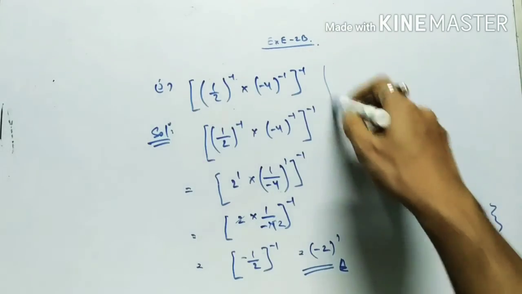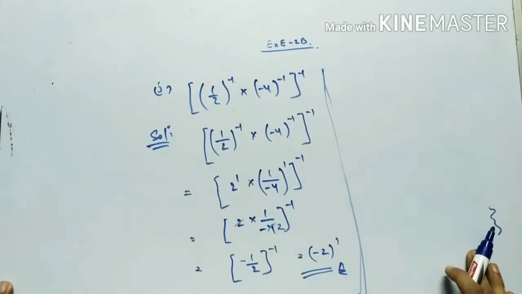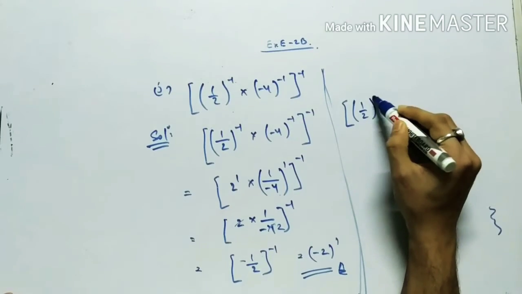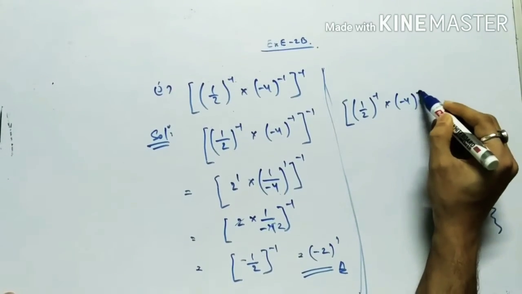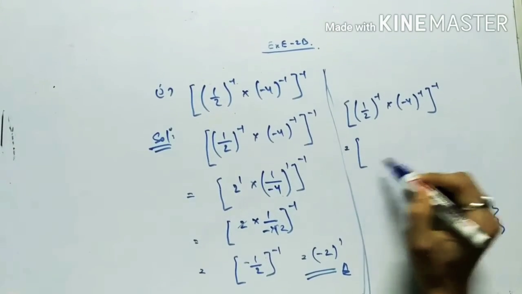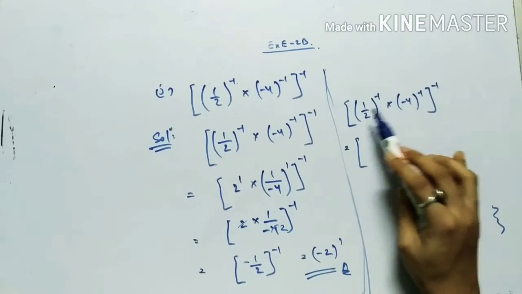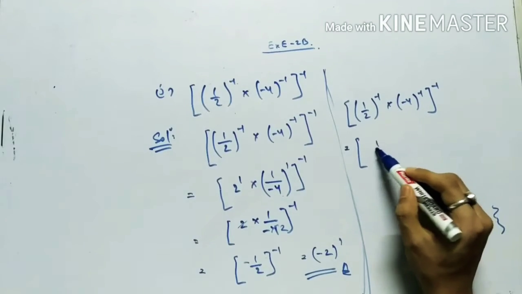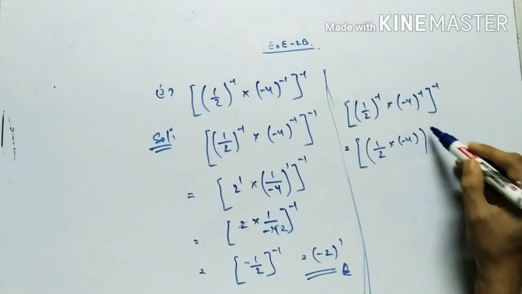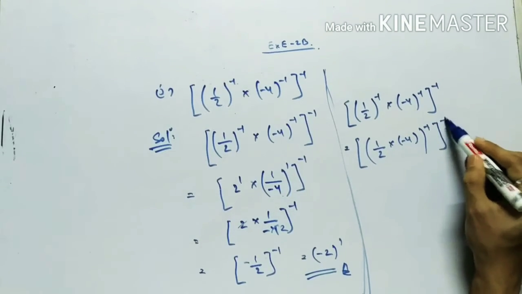Okay. There are many ways how you can solve this problem. Like that also you can do. 1 by 2 to the whole power minus 1 into minus 4 to the whole power minus 1, to the whole power minus 1. So in here you see the base is different but the power is the same. So I can do 1 by 2 into minus 4 to the whole power minus 1, to the whole power minus 1.